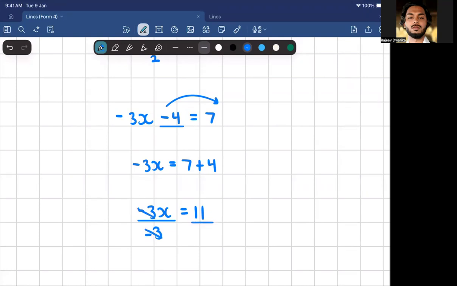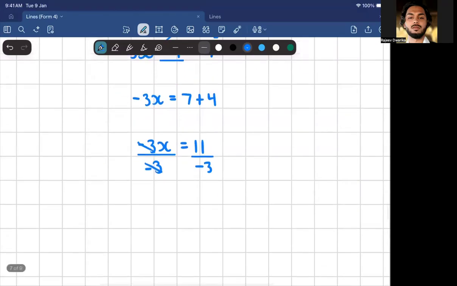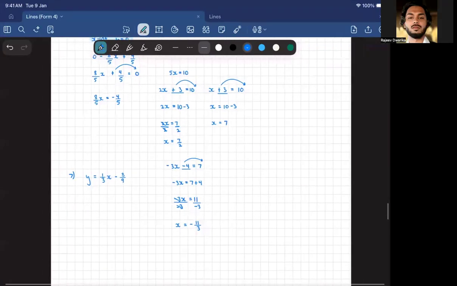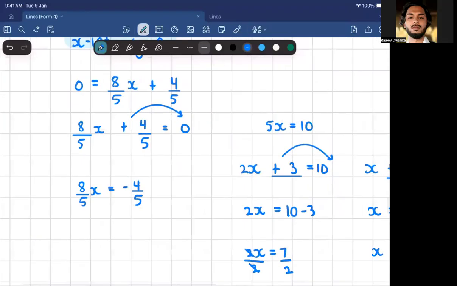So my final answer is 11 over minus 3. Now we have positive 11 divided by negative 3. What's a positive divided by a negative? Negative. All right, so negative 11 over 3. Great. Nice. So if you can handle that, you could more than handle this, right?